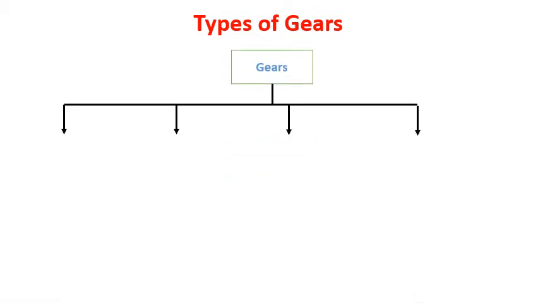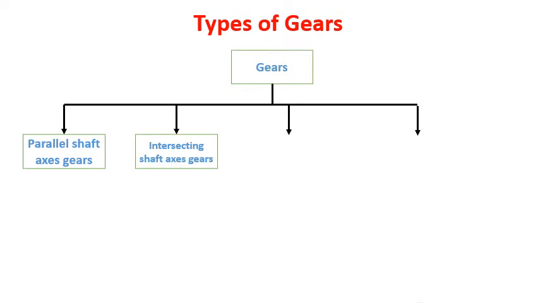So next one is the classification of gears. These gear drives are classified based on four important parameters. That is the position of the shaft. In the previous slide we have seen the driver shaft and the driven shaft, right? Based on the position of the shafts, they are majorly classified into four types. First one is parallel shaft axis gears. In this case, both the driver and the driven shafts are parallel to each other.